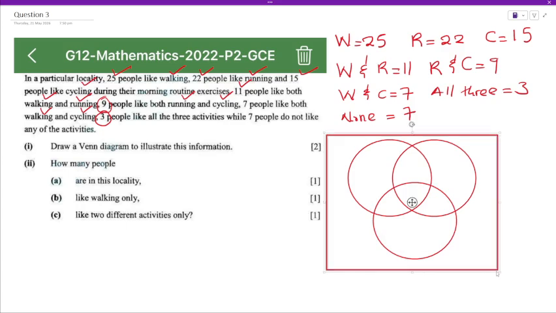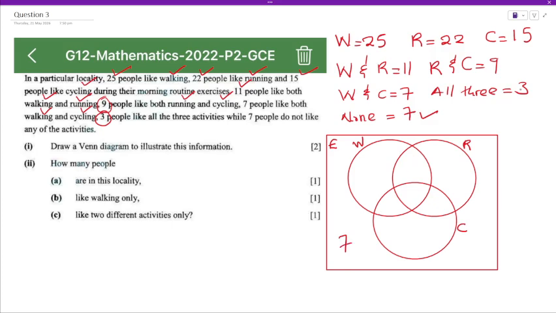Okay, that should be okay now. Then we say this is our universal set. So what do we have? We have walking, we have running, and we have cycling. You name your sets. It doesn't matter how you do it, provided each set is covered. Okay, so we can even start with these guys. The 7 people don't like any of these. You can just put them outside.